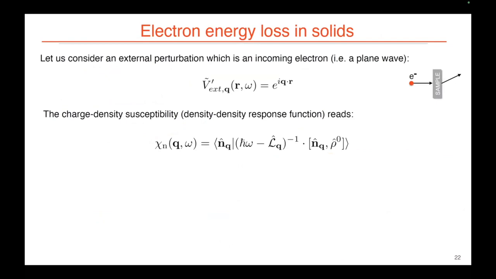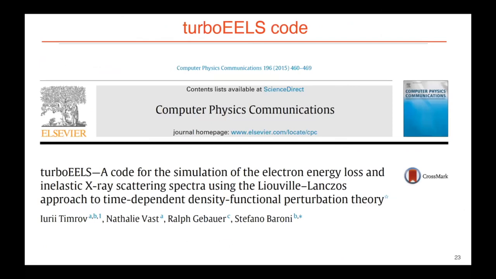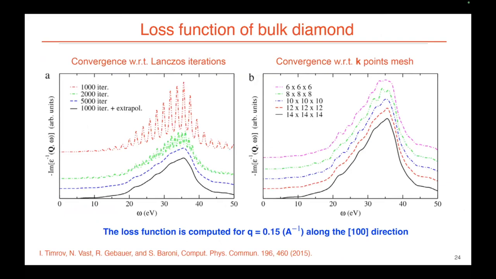I think we had a lot of math already, so just let me show you. There is a code in Quantum Espresso, Turbo EELS, that allows you to compute electron energy loss spectra of solids. This is how the convergence of the spectra looks like.